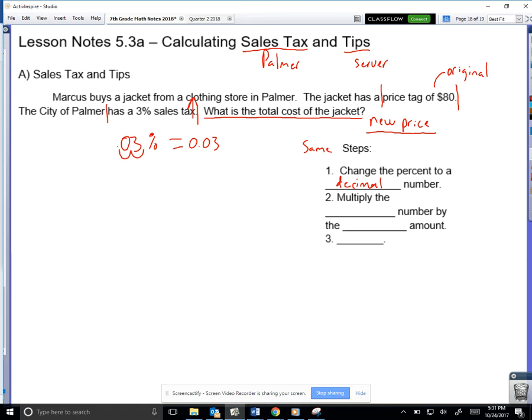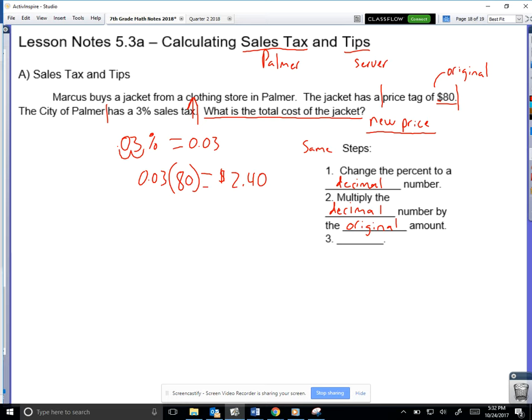All right, step number 2, we're going to multiply the decimal number by the original amount. Here's our original amount, the price it is, $80. So we're going to take 0.03 and multiply it by $80. When I do that, that's going to give me 2.4. But since I'm working with money, I don't want to leave it at 2.4. I want to make it $2.40, so it makes a little more sense for us.